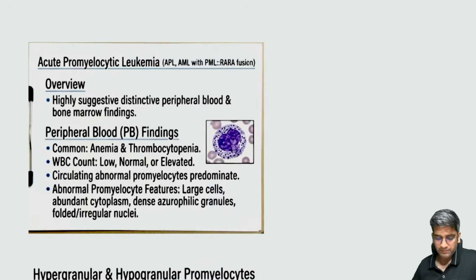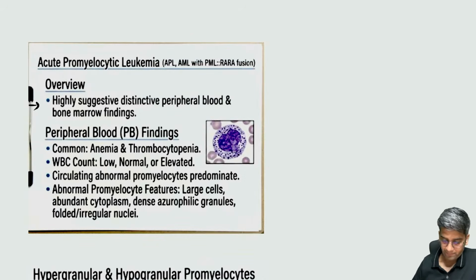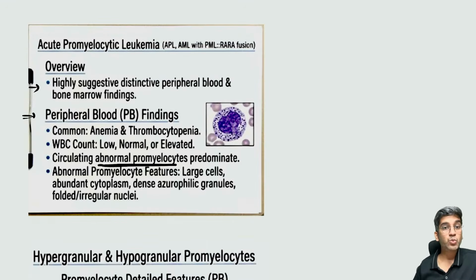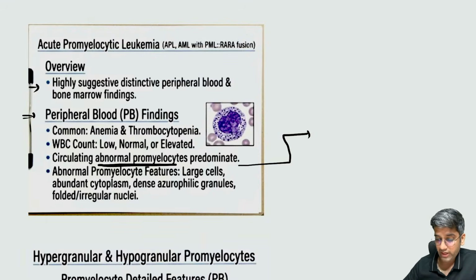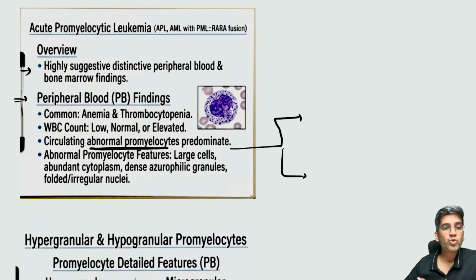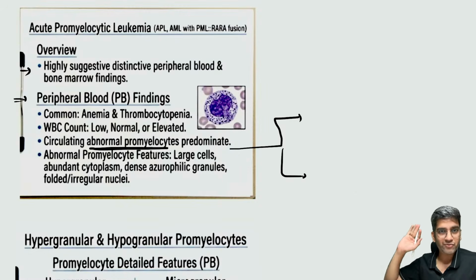In the peripheral smear, I'll have anemia and thrombocytopenia, that is part and parcel, but that's not the main disease here. What I'll have is circulating abnormal promyelocytes. And what do abnormal promyelocytes have? 2 important findings here. These 2 are a must to write, not for distinction. For a pass also this is enough. It is required.